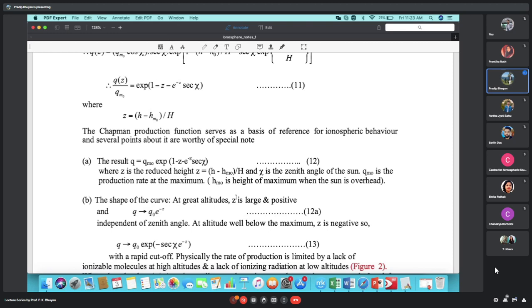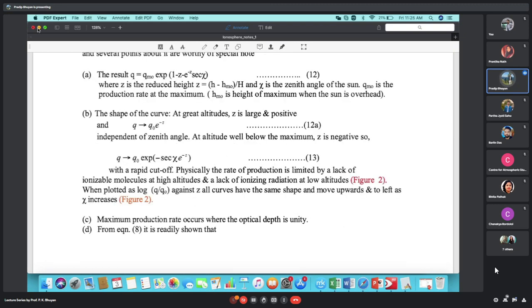Suppose H is considered to be 1000 kilometers, then 1000 minus 300 is 700. But if I consider the height below HM, it will be less than 300. So maybe 250, 200, 100 like that, or even 290 itself is less. So your production rate below the maximum, Z is negative because H is less compared to HM naught. Instead of a positive Z, it becomes negative, and you get a rapid cutoff.